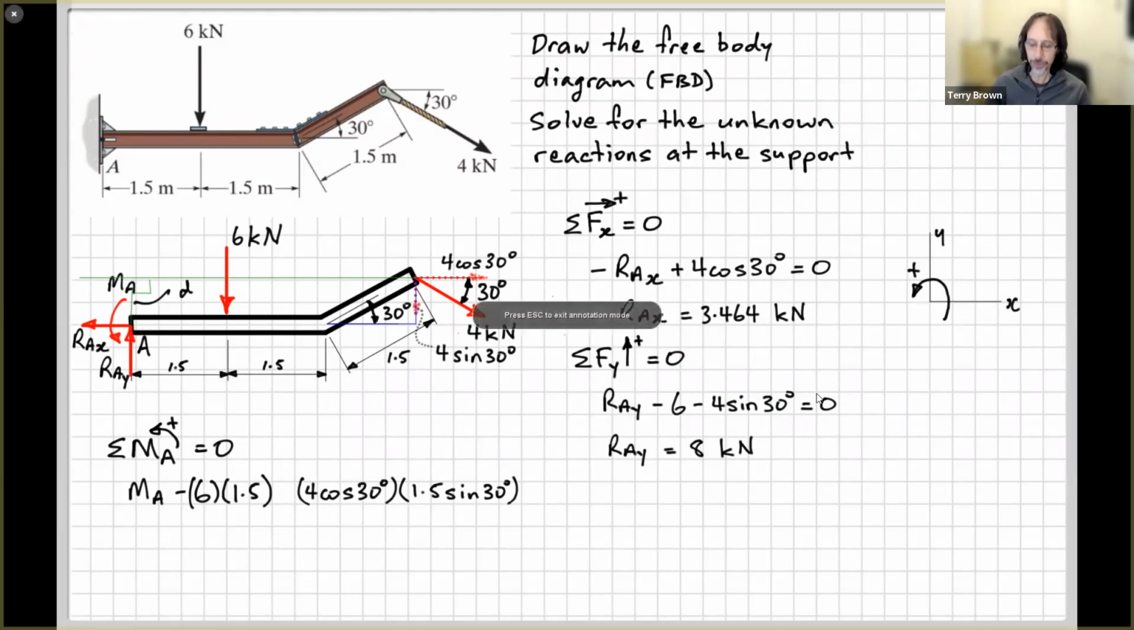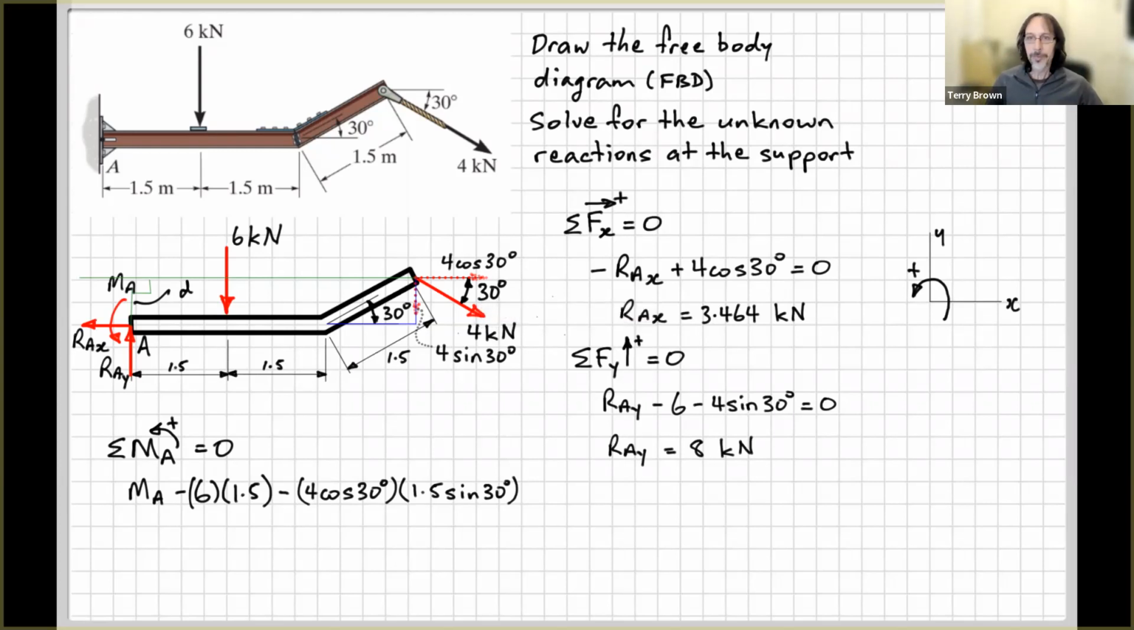And from our trigonometry over here, we can see this is a length of 1.5, this right angle triangle here. So this vertical distance here is the opposite side in our triangle. So that'll be 1.5 sine 30. Now, which way is this tending to rotate about point A? If you're not sure, just grab something, hold it, and push in the direction. So it's going to rotate clockwise. So that will be the negative moment.